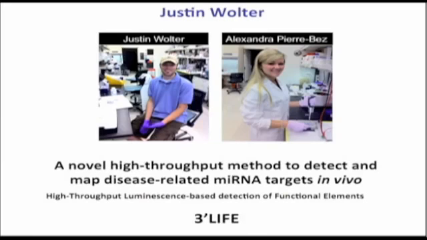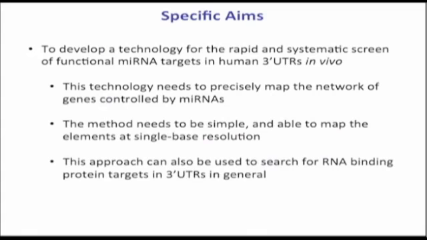So Justin is another graduate student. He's also a first year graduate student. He's actually doing this project together with Alex, who is our tech in the lab. So they both took this very challenging project to develop a new high throughput method that is able to detect microRNA targets in vivo. We call this project 3' LIFE, which stands for high throughput luminescence-based detection of functional elements within 3' UTRs. And I'm going to tell you a little bit about this.